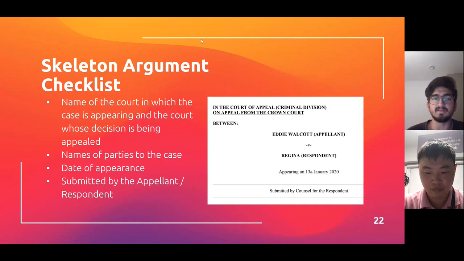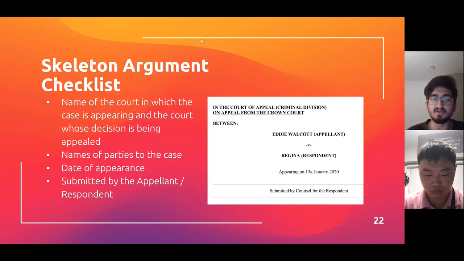So looking at the skeleton argument, firstly, please make sure to include the name of the court the case is appearing in, and the court whose decision is being appealed.